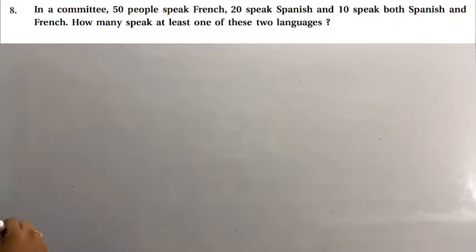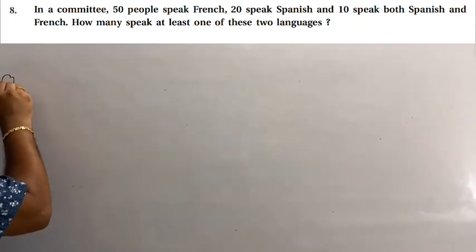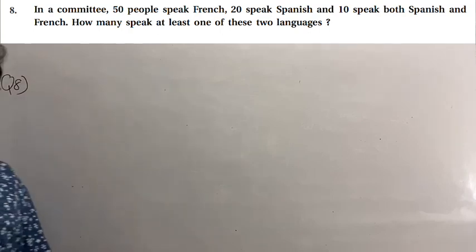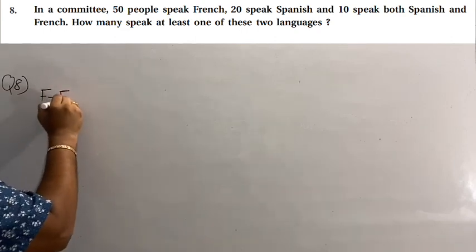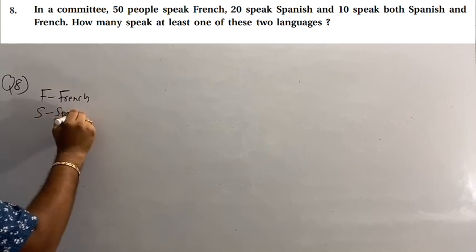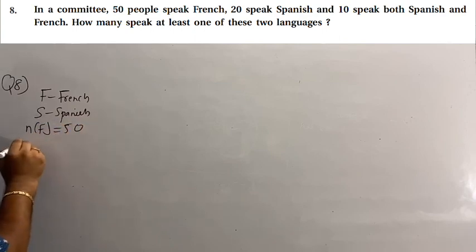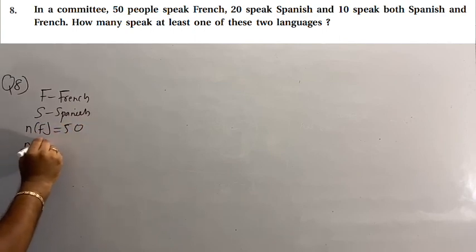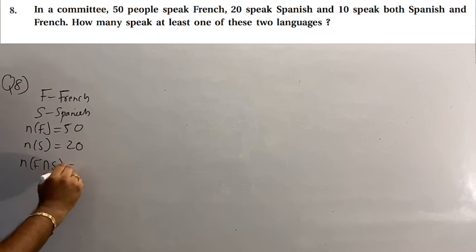Now let's move to question number 8. That is the last question of this exercise. Now in question number 8, you can see that in a committee, 50 people speak French. So I will use F for French. The languages are French and Spanish. So how many people speak French? 50. And 20 people speak Spanish. Okay. 10 speak both, F intersection S, that means.